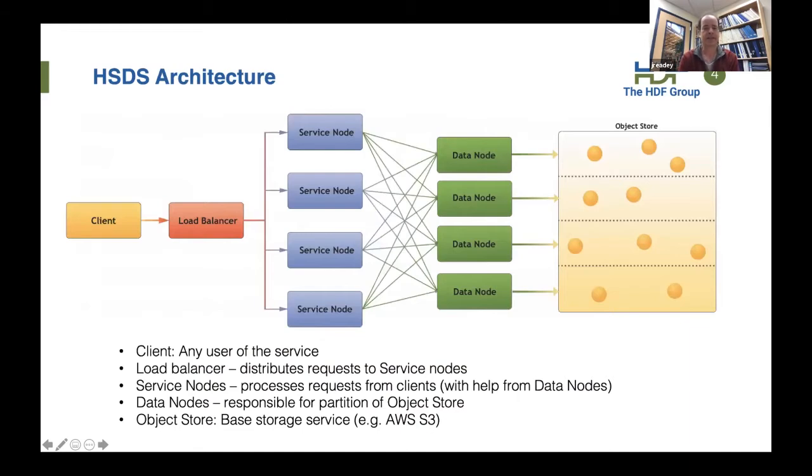So the architecture is like this. The service works as a set of containers. We have these blue containers, which are service nodes, green containers, which are data nodes, and an object store or POSIX store, set up so that each data node owns a virtual partition of the object store. When a request comes in from a client, it lands at any one of the service nodes. The service node can multiplex the requests across one or more data nodes. And this enables us to drive a fair bit of parallelism.